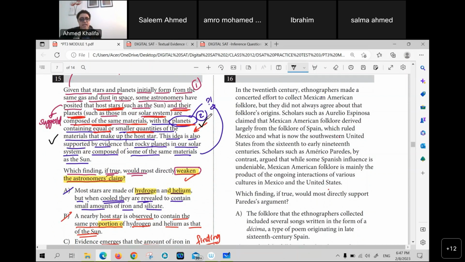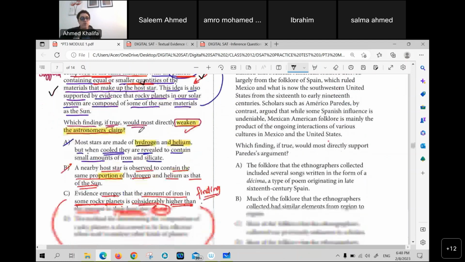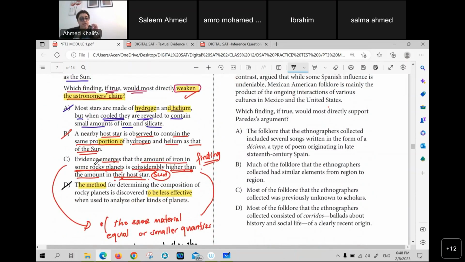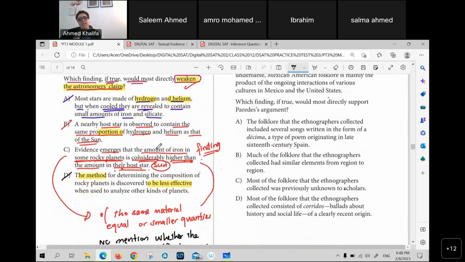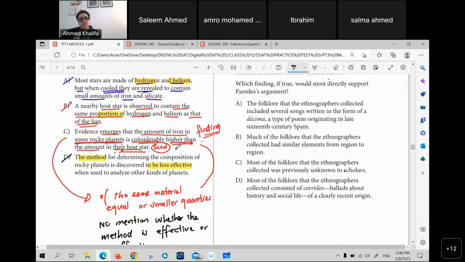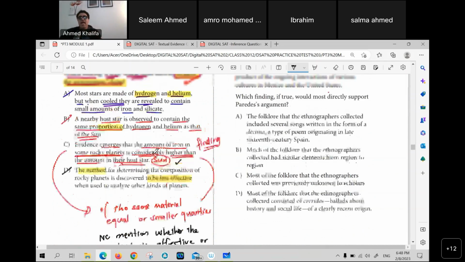But here he came to say the planets contain equal, like what? Equal to the host stars near the sun or smaller. You are coming here to say evidence emerged that the amount of iron, gas, dust in some rocky planets is, here, containing equal or smaller quantities. I understand why answer B is correct, but I'm saying that maybe choice D may affect the answer, may weaken it as well by showing that maybe they didn't.